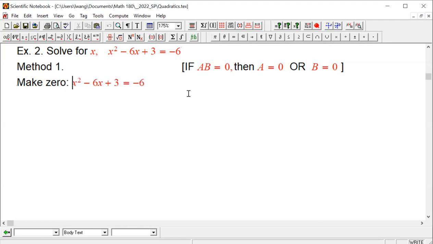How do we make 0? We use principle number 3. What is principle number 3? Okay, look at your notebook, find principle number 3. Principle number 3 said if a equals b, then a plus c equals b plus c. Sorry, c, right? That principle.